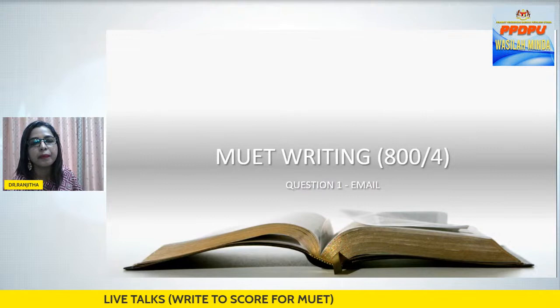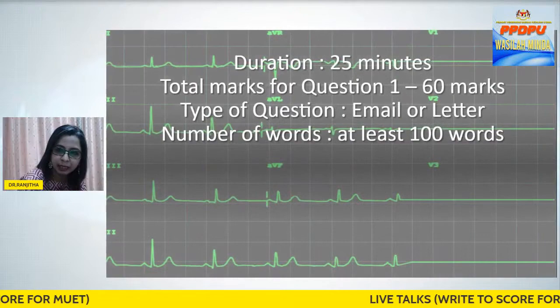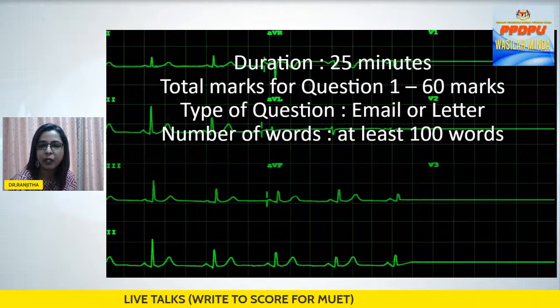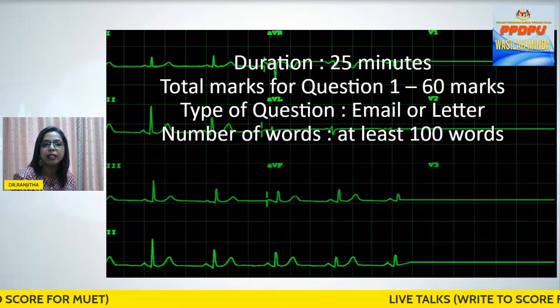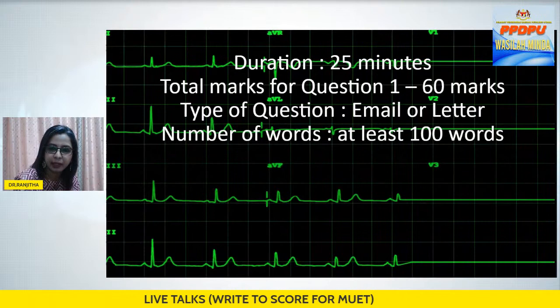As you know, the writing paper is about 1 hour 15 minutes. You will spend 25 minutes on answering question one of your writing paper. The total marks for question one is 60 marks, and the type of question given for the first part is either an email or letter.